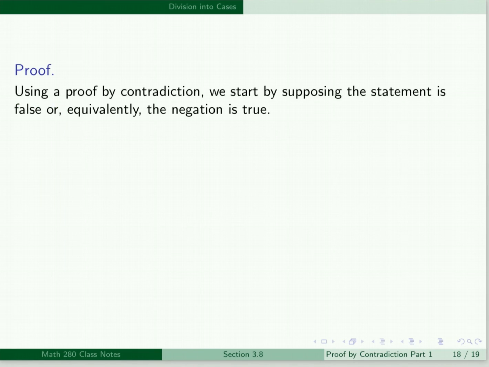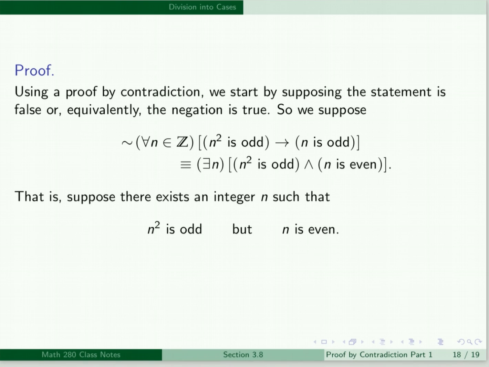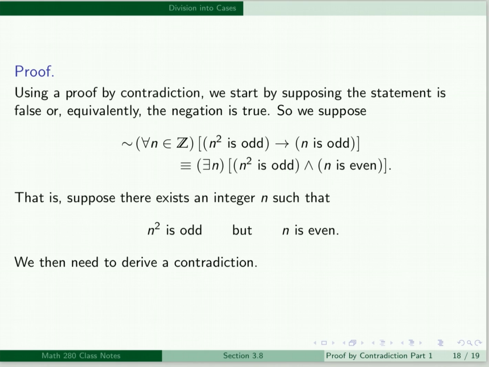So using a proof by contradiction, we start by supposing the statement is false, or equivalently, the negation is true. The negation is there exists an n such that n squared is odd and n is not odd, or n is even. That is, suppose there exists an integer n such that n squared is odd, but n is even. We then need to derive a contradiction.